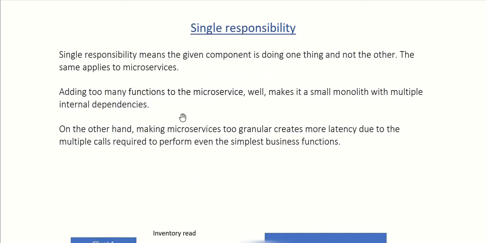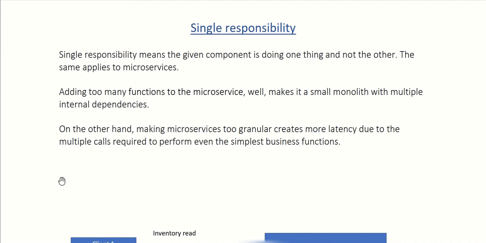Adding too many functions to the microservice makes it a small monolith with multiple internal dependencies. Even adding too many functions to your microservice will make it a small monolith, which we used to see in RESTful architecture, where it was a big monolith basically containing everything. So always remember, as single responsibility says, a class should change for one and only one reason. In the same way, a microservice should change for one and only one reason.